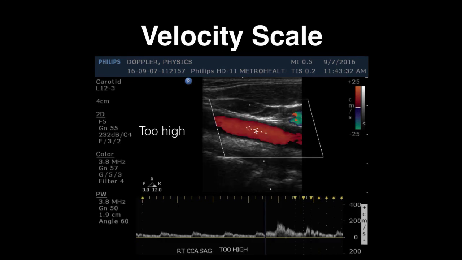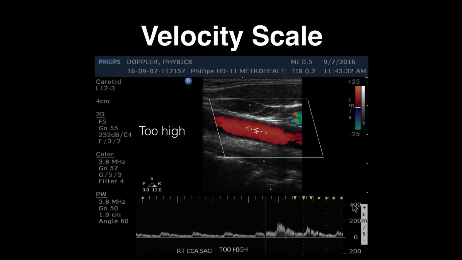You can see on this image here that here's the opposite end of the spectrum. You also don't want to have the velocity scale set so high that all your usable information is crammed into this little area. Here we've got a scale of about 400 centimeters per second, which is way too high for this common carotid artery.